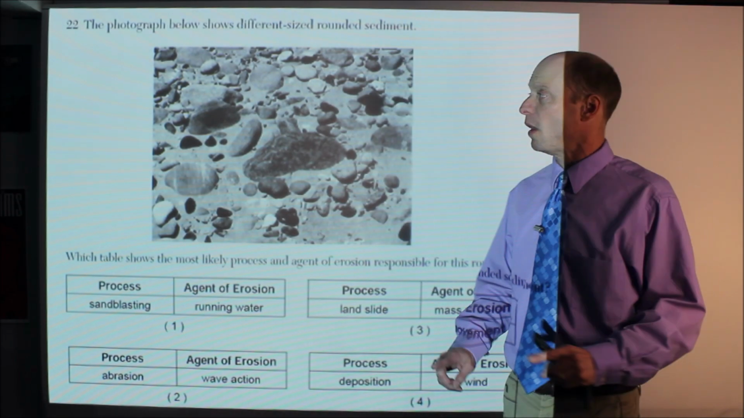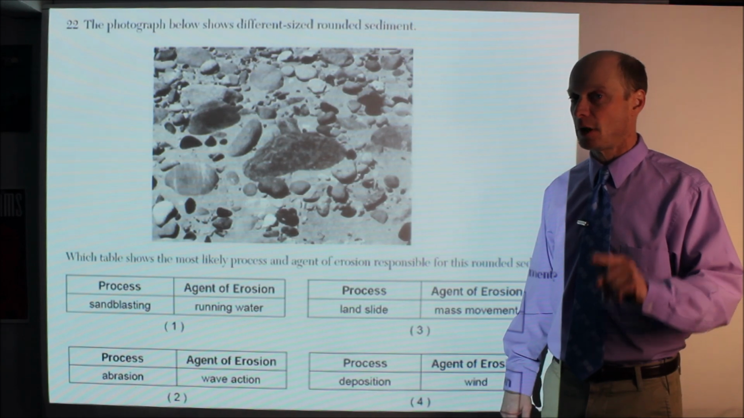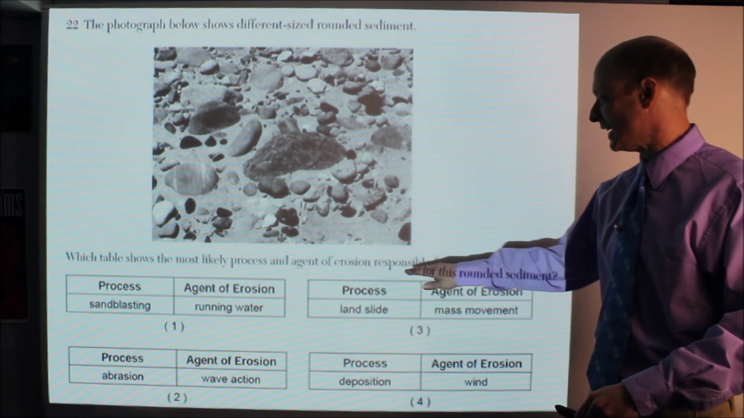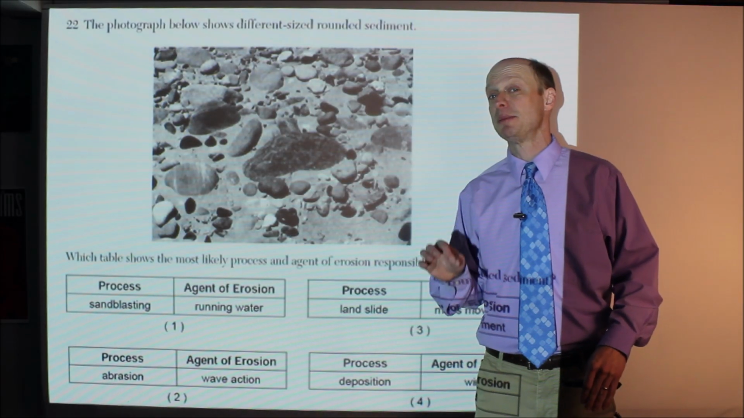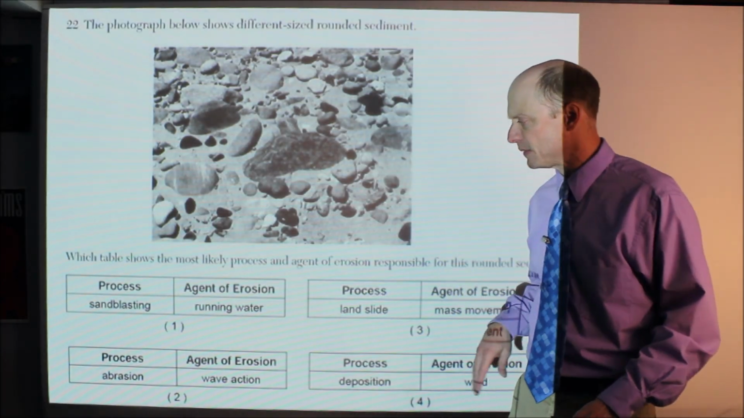Number 22, the photograph below shows different size rounded sediment. Then the question asks, which table shows the most likely process and agent of erosion responsible for this rounded sediment? So it basically means responsible for the sediment being rounded. This is where it gets a little tricky. Let's look at the first one.